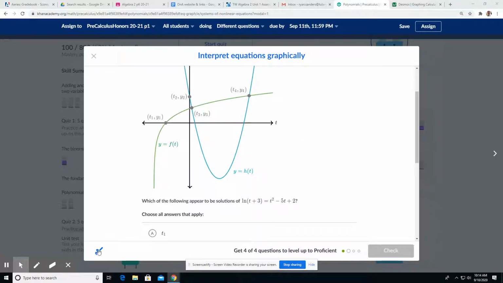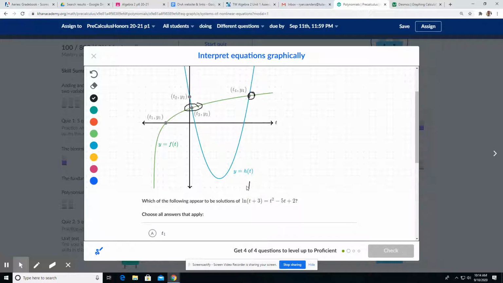So notice that we have a shared y value at this point here, and we have a shared y value at that point there. So when it says a solution, it's talking about what would usually be the x value. In this case, they're using the letter t. So a solution is going to be a t value. It corresponds to the x value or the input when they ask for a solution. So the t values for those points are t4 and t3.